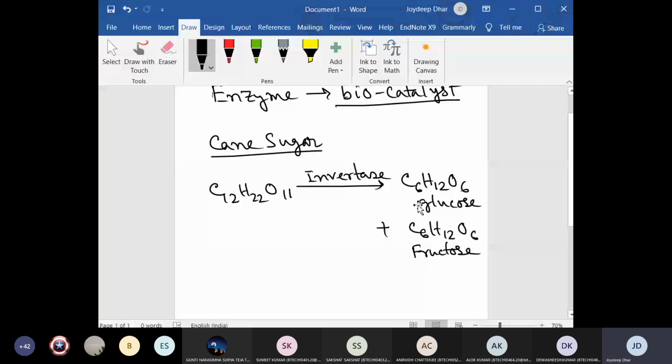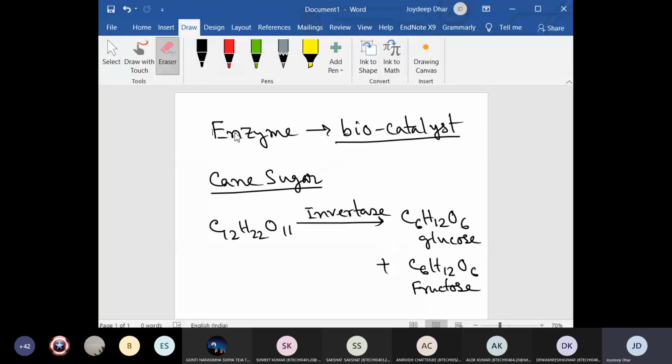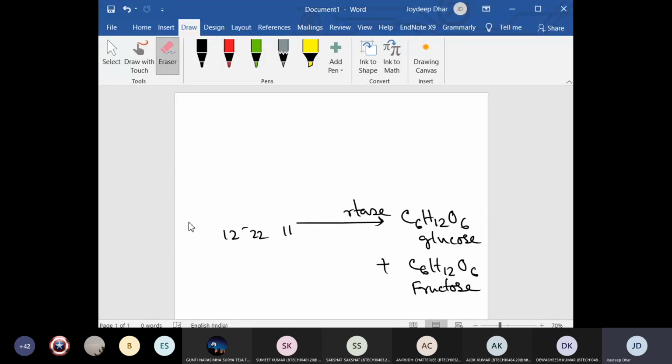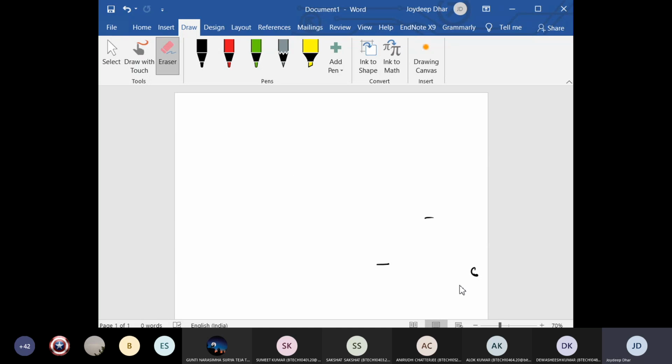It will work at some specific pH and specific temperature. So you can read those characteristics or properties of enzymes. What I will discuss is the most important: enzyme kinetics is very important. First I will show, then I will write how an enzyme works.